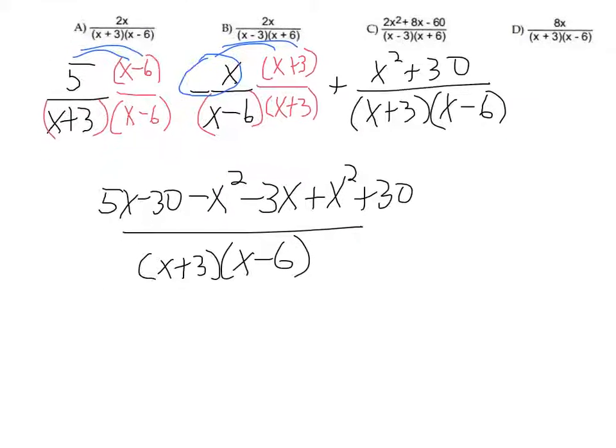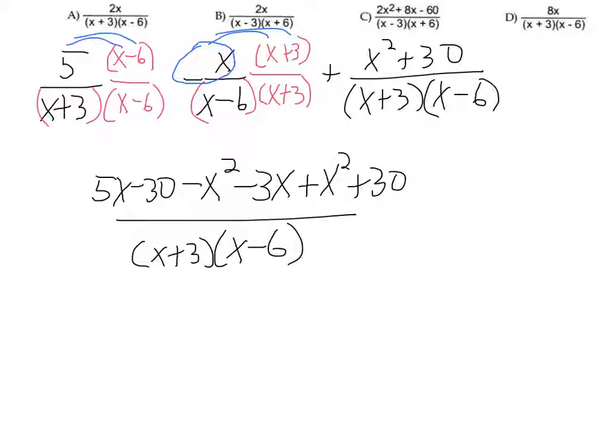Okay, get a little more room on this problem. Leave the multiple choice. We're almost done. We now have some like terms. First off, this x minus x squared and this plus x squared reduces. We also have a 5x and a minus 3x. That's a 2x. And we also have minus 30 plus 30. Those reduce as well. So we just have 2x left over.